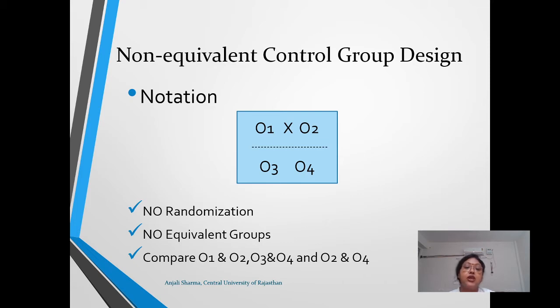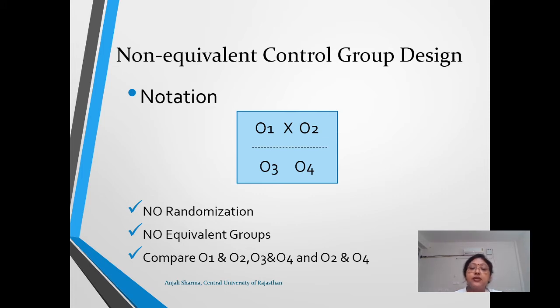Coming to the notation of this design: O1 X O2, and this is followed by O3 and O4, separated by a dashed line. The dashed line shows that randomization is absent, no randomization, and no equivalent group. You see that two groups are there. One group will receive the intervention, and the other group will not receive any kind of intervention; we call that the control group. So it is not a single group design, it is a two group design.